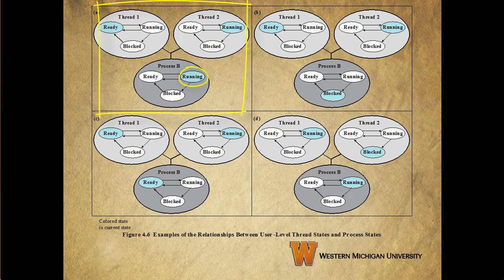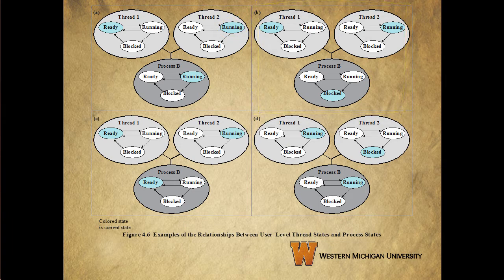Process B is in the running state, which means that that is the process that is currently running on the processor. And within that process, thread 1 is in the ready state, waiting for its turn to run, while thread 2 is the currently running thread within process B. Scenario 2, letter B here, is a little bit different.